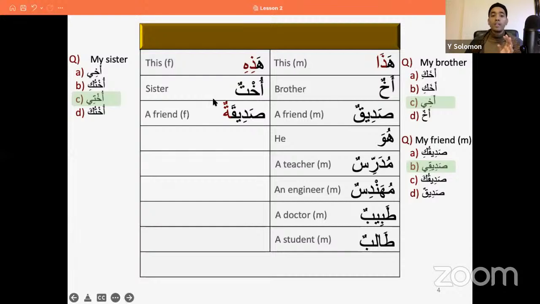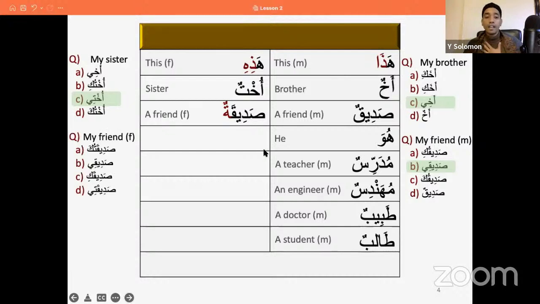Okay, how would I say my female friend? Take note that صديق became صديقي. However, صديقة now has an extra letter, a letter ta. So that also has to be in there. Say my female friend. So which one is it? Is it صديقتك? Is it صديقي? صديقك? Is it صديقتي?